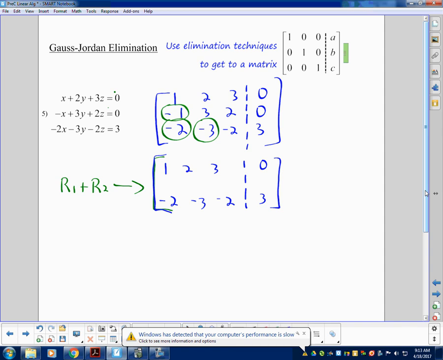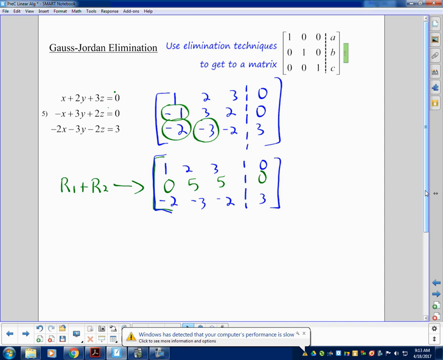So let's add these 2 and write our new row here. So this -1 plus 1 plus -1 is 0. 2 plus 3 is 5. 3 plus 2 is 5, and 0 plus 0 is 0. So that's the only thing that changed, was that middle row. But I accomplished getting a 0 right here. My goal is to get zeros here and here as well.